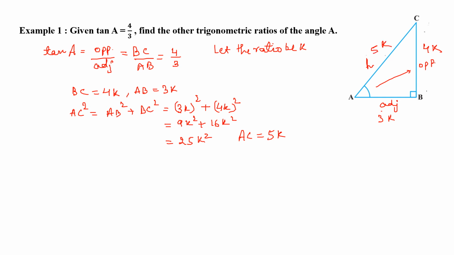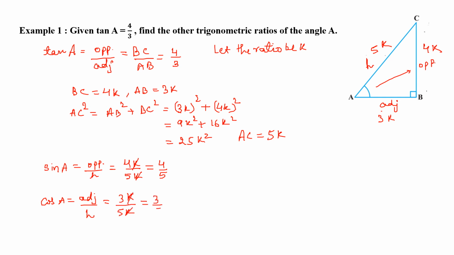Now let's find all the trigonometric ratios with respect to angle A. So sine A will be opposite by hypotenuse. So opposite is 4K, hypotenuse is 5K. So K cancels out. So it will be 4 by 5. Now cos will be adjacent by hypotenuse. Your adjacent is 3K, hypotenuse is 5K, K cancels, so it is 3 by 5. Tan value is already given.